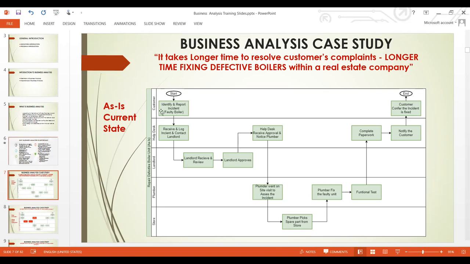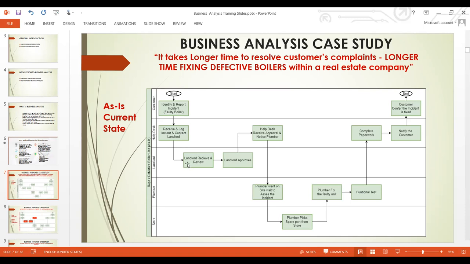The first thing is that the customer identifies and reports the incident, which is a faulty boiler. You can see it here. Whom is the customer reporting this to? The help desk. The customer will pick up a phone and call the help desk and tell the help desk officer that the boiler in his or her apartment is faulty. So the help desk will receive and log the incident and then contact the landlord, because they are managing the landlord's properties.